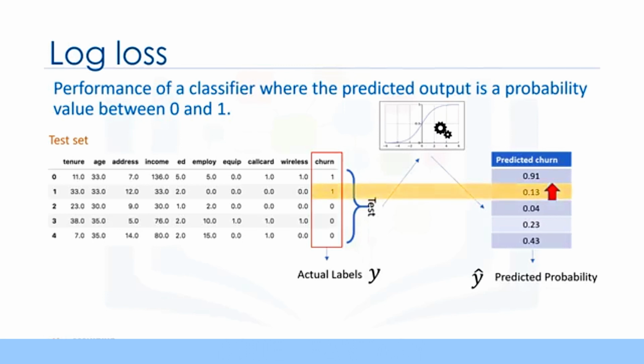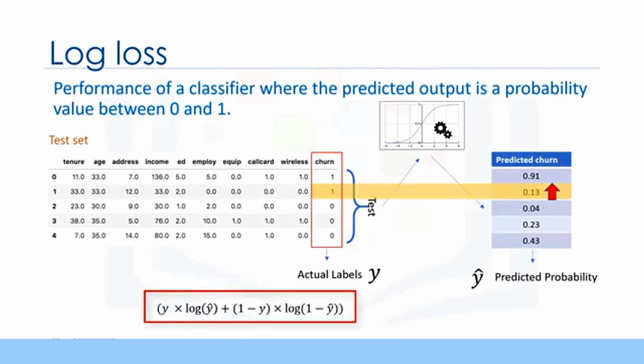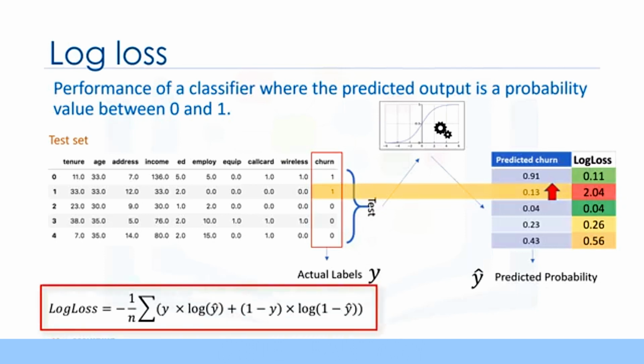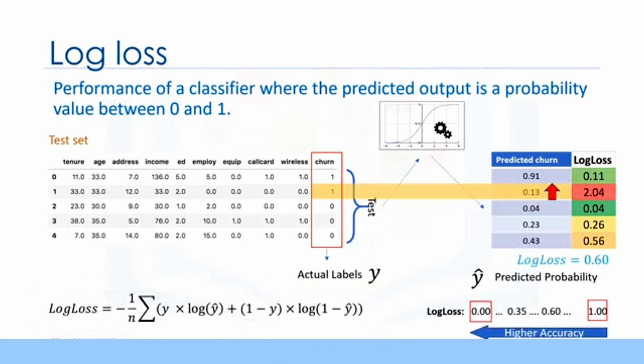So for example, predicting a probability of 0.13 when the actual label is 1 would be bad and would result in a high log loss. We can calculate the log loss for each row using the log loss equation, which measures how far each prediction is from the actual label. Then we calculate the average log loss across all rows of the test set. It is obvious that more ideal classifiers have progressively smaller values of log loss. So, the classifier with the lower log loss has better accuracy.